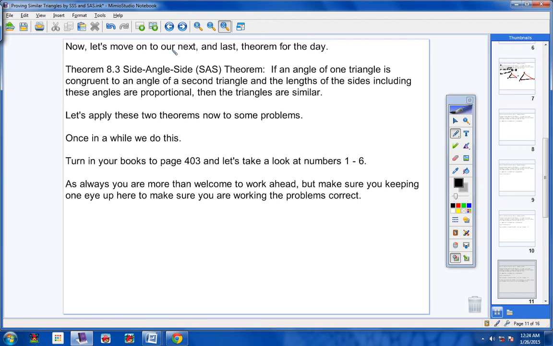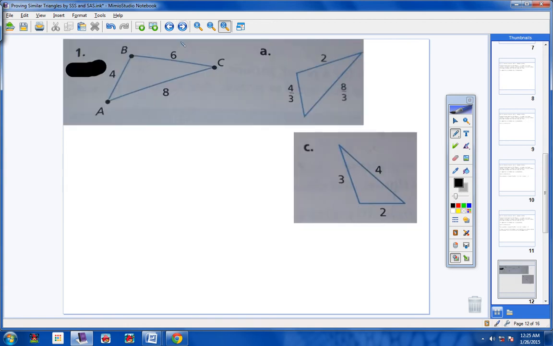That's fine. Doesn't bother me one bit. However, make sure that you are keeping one eye up here, checking your work to make sure the problems are correct that you're doing, okay? It does no good to practice the wrong way. So make sure you're checking your answers. And let's take a look at number 1, numbers 1 and 2, okay?